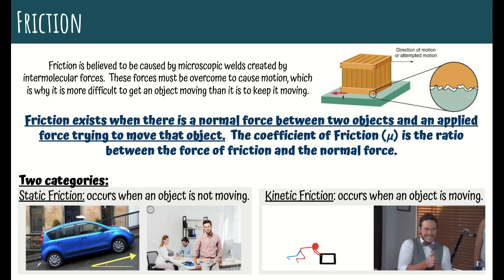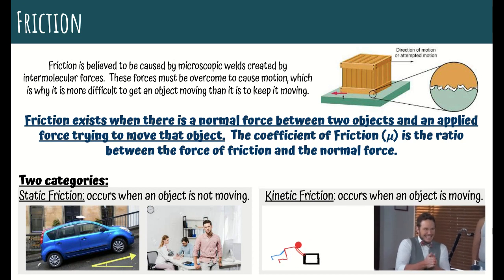Friction will exist when there's a normal force between two objects and an applied force trying to move that object. You have to have those two things. So you have to have an object sitting on a surface, touching another surface, and an applied force. Friction does not exist unless both of those things are happening.